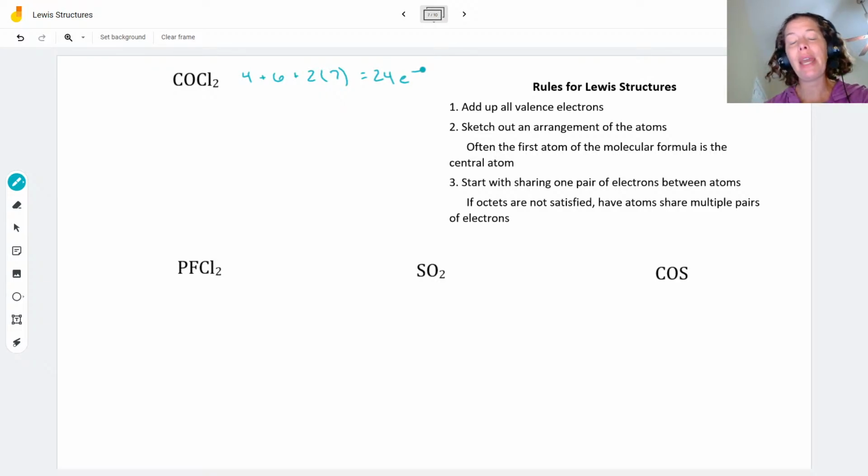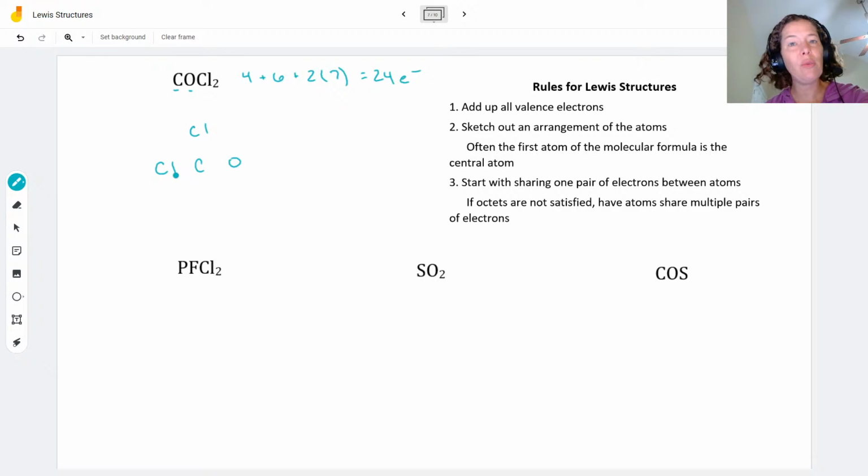Okay, now I need to make my best guess as to the structure of this Lewis structure. Remember, I want to find my central atom. My central atom is probably going to be written first, and it's going to be a lone atom. Well, you can see I have carbon and oxygen are both lone atoms, but because carbon is written first, that is going to be my central atom. So I'm going to have carbon, and I'm going to have 1 oxygen and 2 chlorines around it.